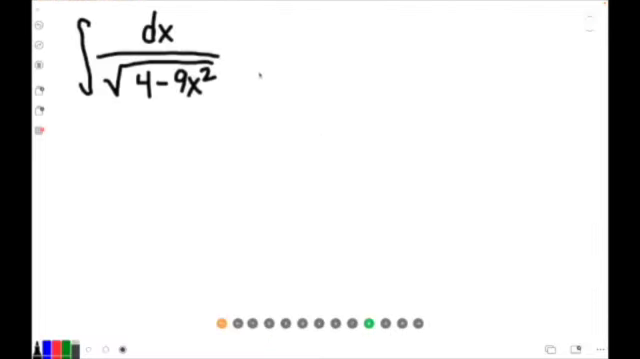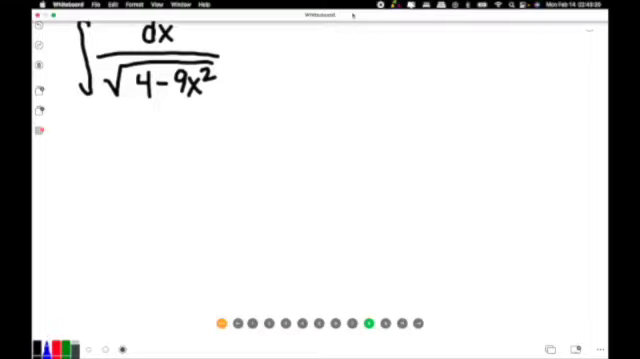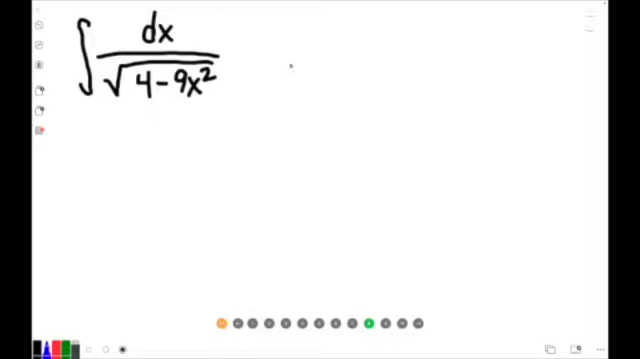So now that we are here, since we already recognize which pattern we want to follow, the first thing to do is to identify which is a and which is u. In this case, the constant, which should be greater than 0, is supposed to be a squared. So therefore a is equal to 2 and a squared will be 4.